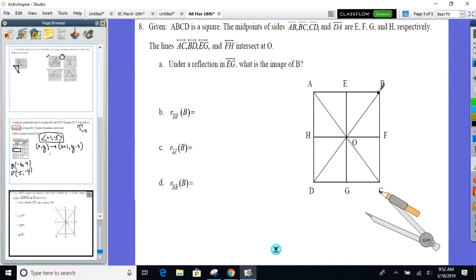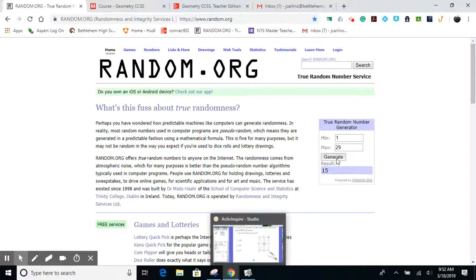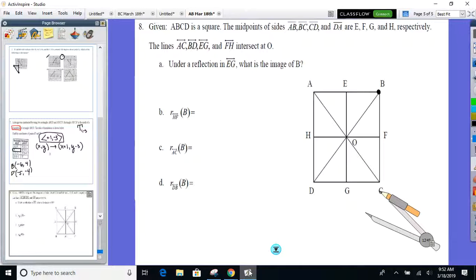So I take B, I reflect it in EG. So fold it over EG. Where's it going to land now? 28? Nope. 15? All right. 1, Matt. A. Yep, so would be A.